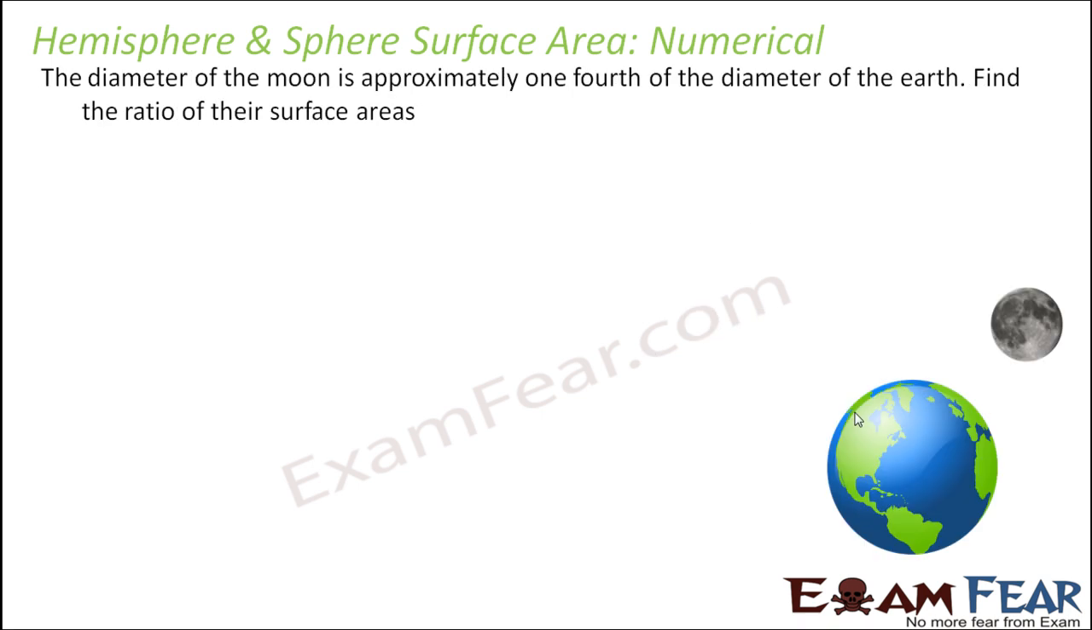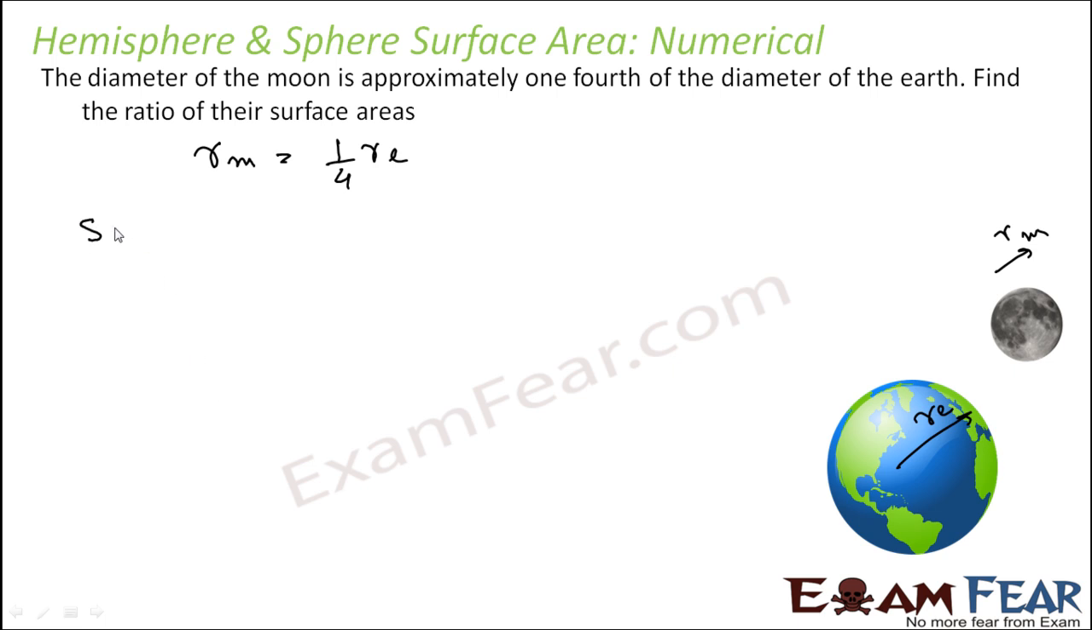The diameter of the moon is approximately 1/4 of diameter of Earth. So our moon is nothing but 1/4 of our Earth, where Rm is the diameter of moon and Re is the diameter of Earth. We have to find the ratio of that surface area.